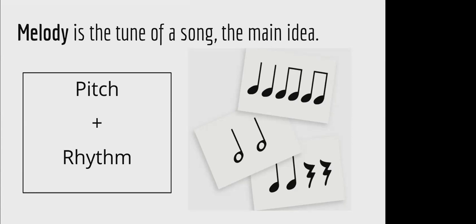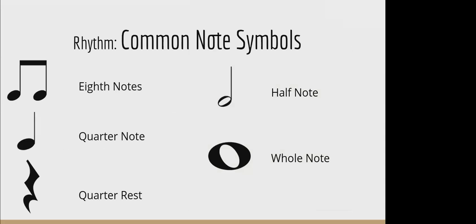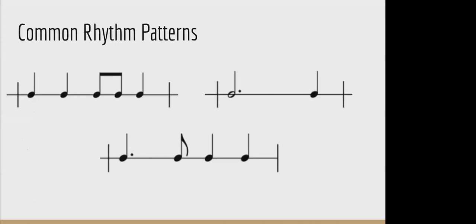On this slide, Jennifer, there's just a couple of little stick figure notes and some rests. This next one is rhythm, common note symbols. On here, there are 5 different images of notes that have different durations. The first one is that pair of eighth notes with a beam on top. There's a quarter note, quarter rest, half note, and whole note. Those are the most common notes that we see. There are some other variations, though, but let's look at some common rhythm patterns.